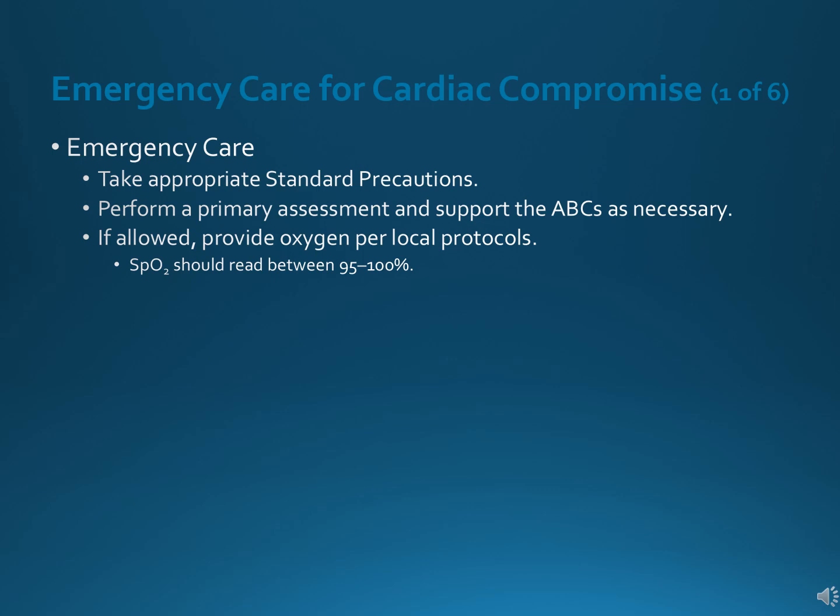For some emergency care, you want to make sure you always take appropriate standard precautions, perform a primary assessment, and support the ABCs as necessary. If allowed, you're going to provide oxygen per your protocols, and the SpO2 should be between 95 and 100% for your reading. So why might it be beneficial to obtain a medical history from a family member on scene rather than asking the patient with shortness of breath to respond?